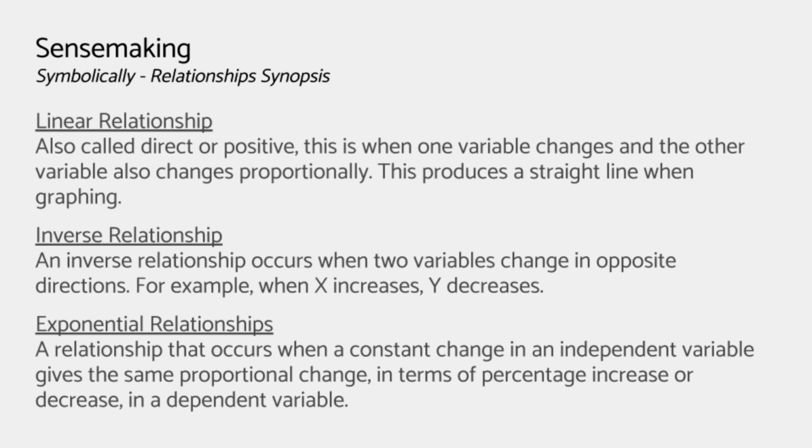Then there's an inverse relationship. An inverse relationship occurs when two variables change in opposite directions. For example, when x increases, y will decrease, and when y increases, x will decrease. Exponential relationships occur when a constant change in an independent variable produces the same proportional change, in terms of a percentage increase or decrease, in the dependent variable.